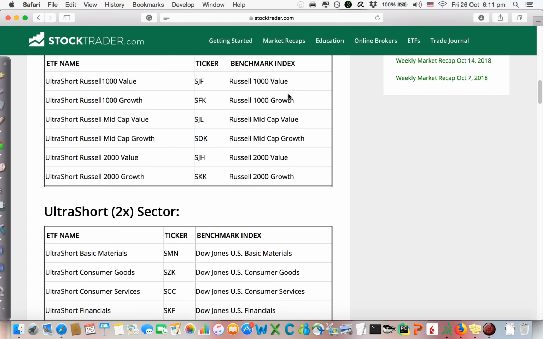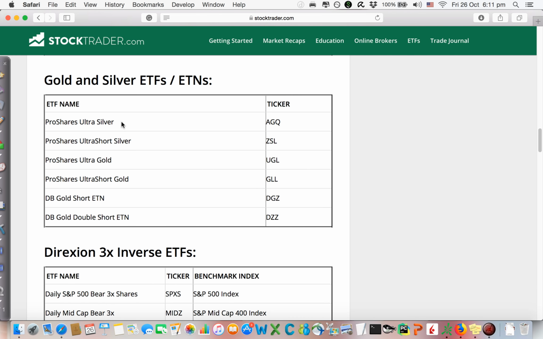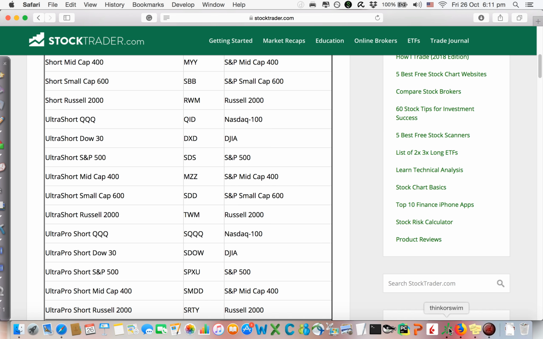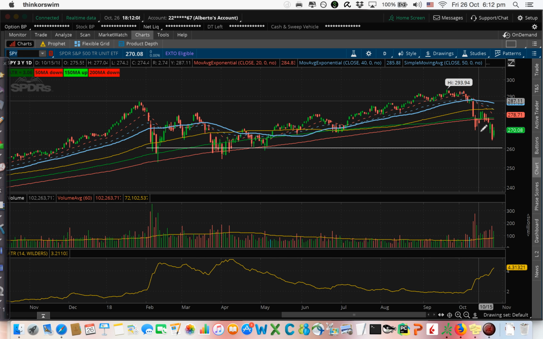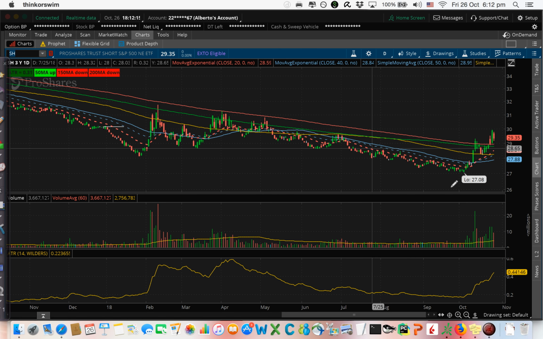So in this website you can find a lot of ETFs tracking different things, and of course we also have the gold and silver. Gold and silver or other ETFs like that can also be a way to hedge your portfolio. So for example, this is the S&P again. If we look at the inverse ETF, you see that it's actually doing the opposite. It's now going up. Okay?